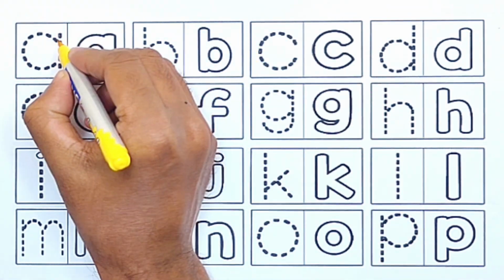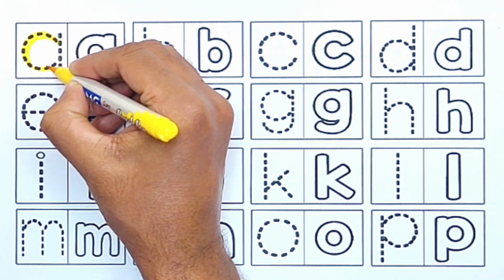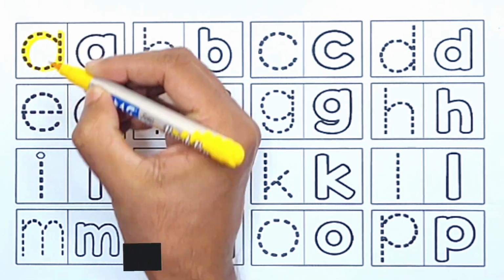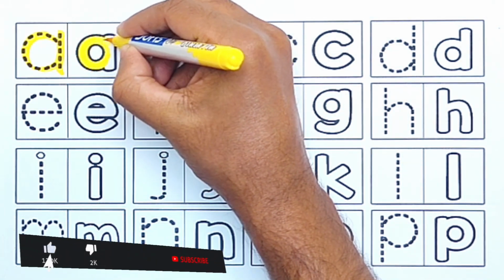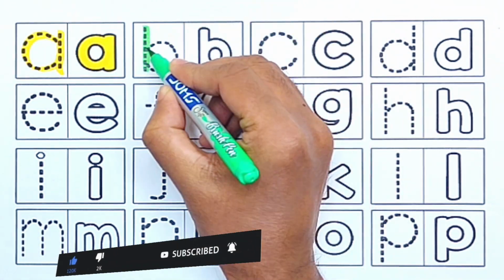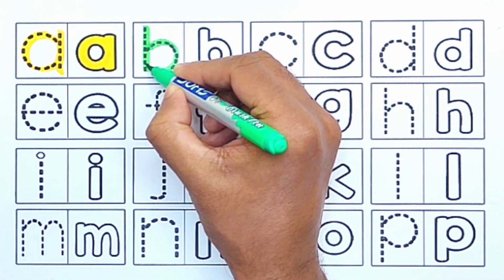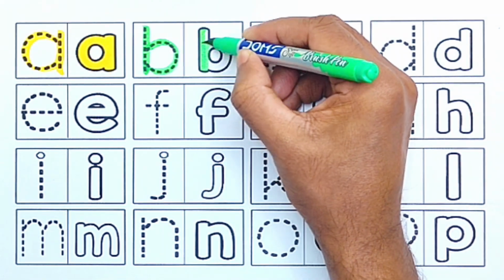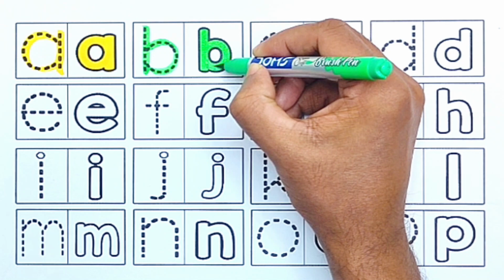Yellow color. A for alligator. A for ant. Light green color. B for banana. B for ball.